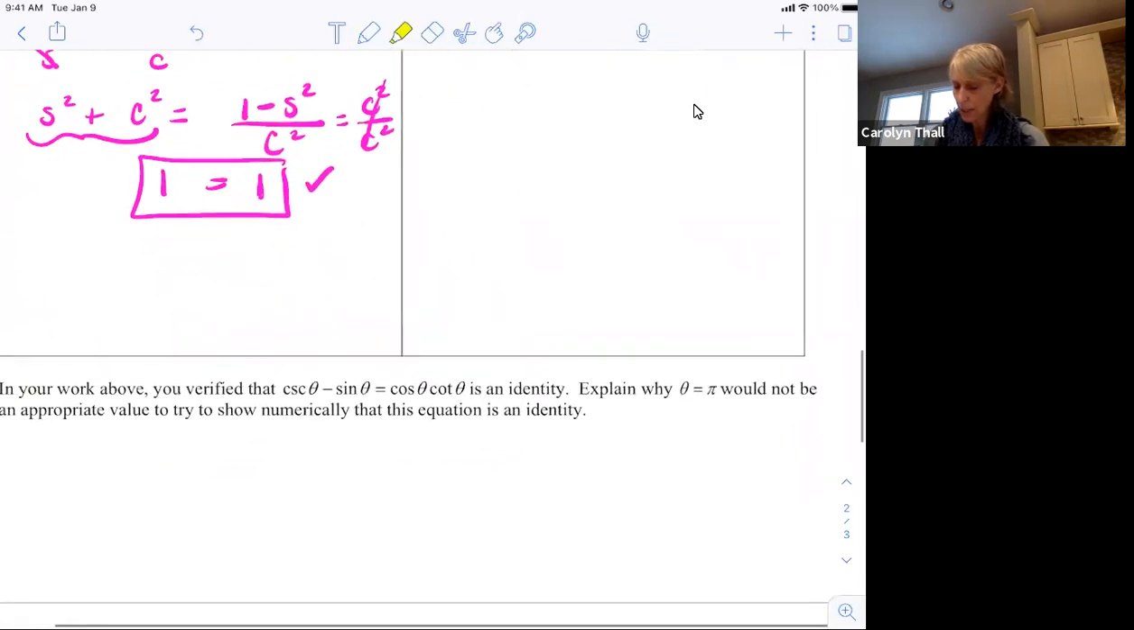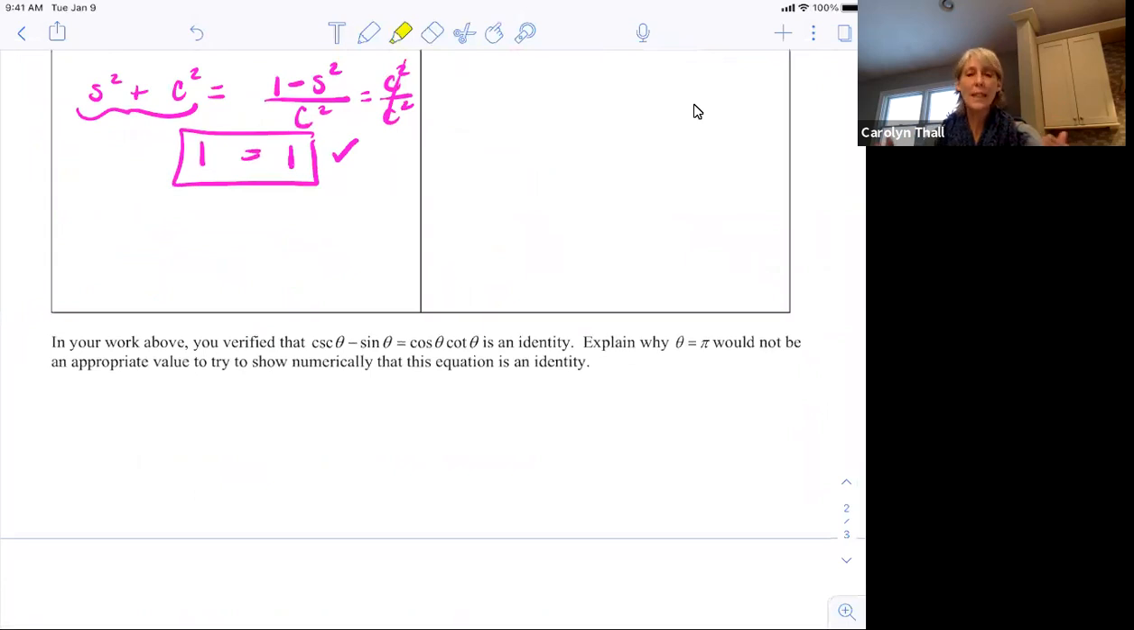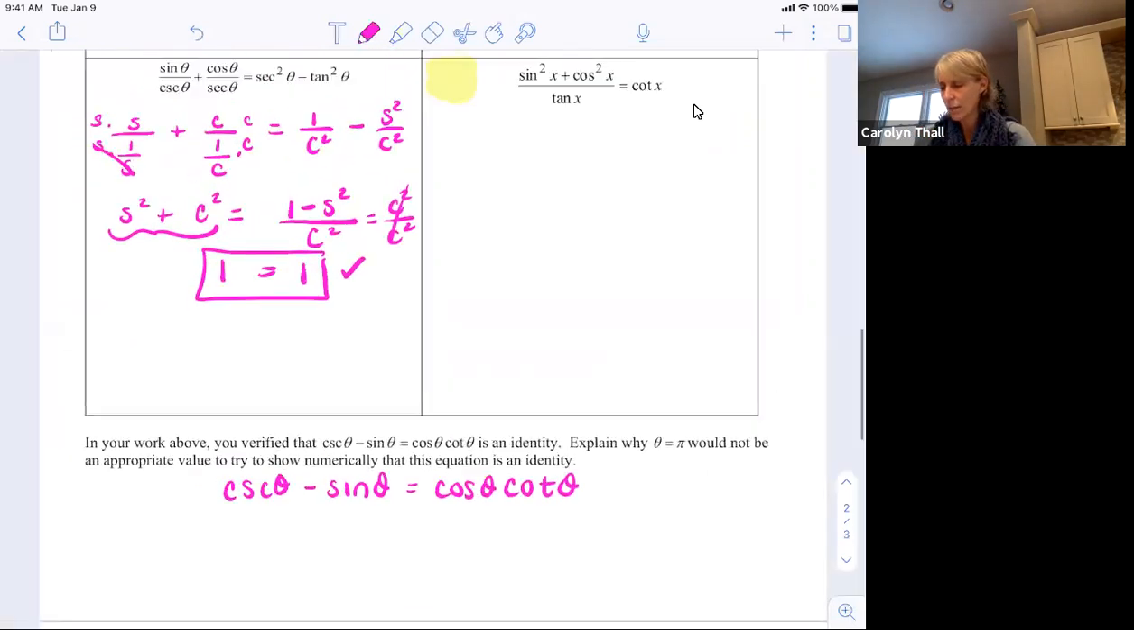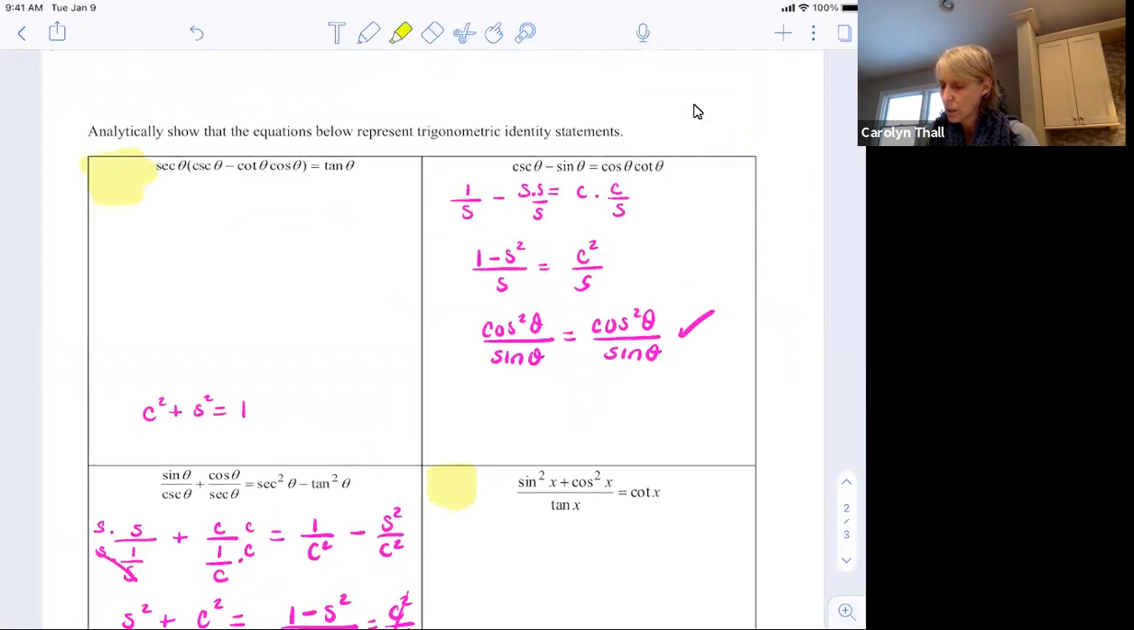Now let's go back down. Let's do the last problem here. And we'll talk about why we can't just plug in an angle. This example is going to show us why we can't just plug in an angle and say it's true for every value. So in your work above, you verified that cosecant theta minus sine theta equals cosine theta times cotangent theta. We showed that this was an identity, and let's go back to that for just one moment.